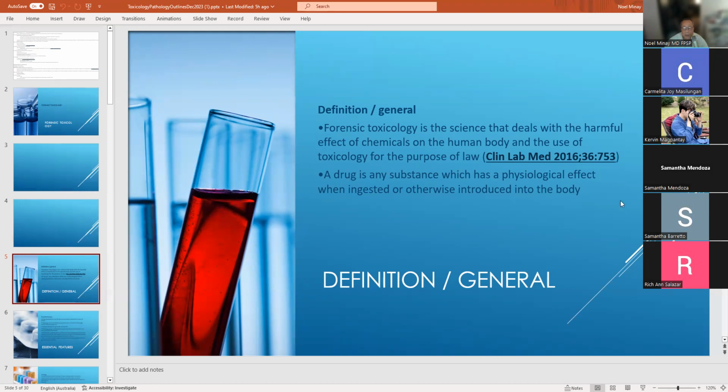So, a drug is a substance which has an effect in the body, which is called physiological, when ingested or applied on the skin or inhaled, like carbon monoxide. So it's inhaled through your nose, and you will die shortly when the amount is sufficient for you to die, giving you a cherry red skin appearance when you die, and even in the autopsy, the organs, the lungs, the heart are all cherry red in color.